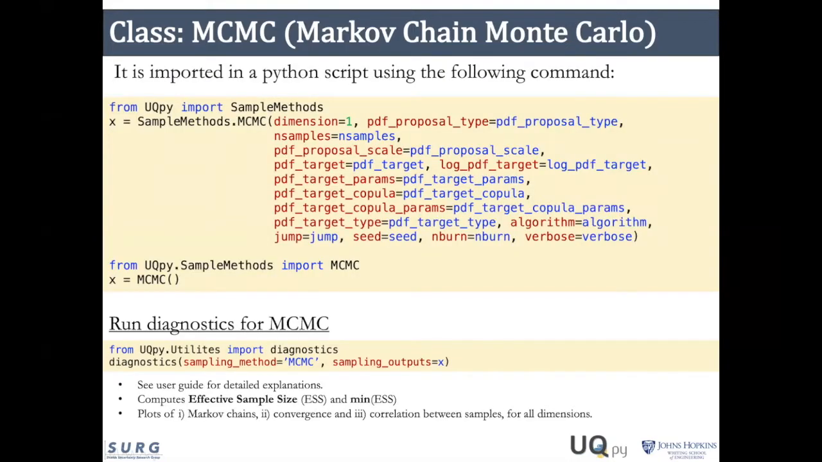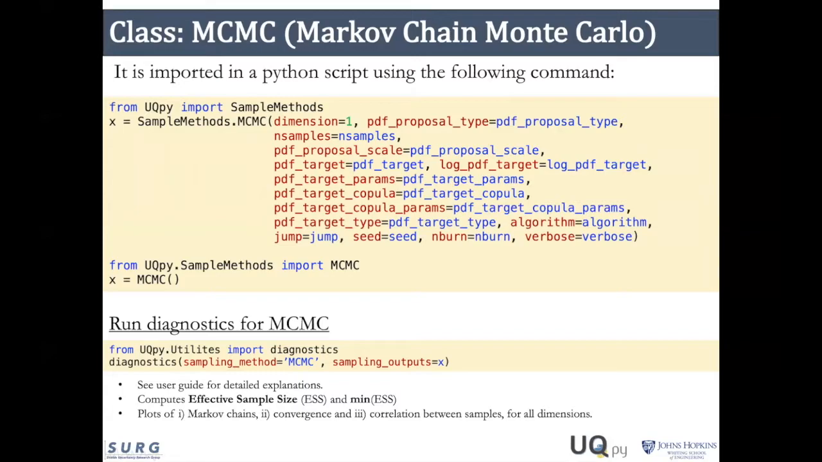And here we get into how you actually import the MCMC class. It's the same as all other classes. You just do an import SampleMethods or an import MCMC, and you give it all the input attributes that it needs.